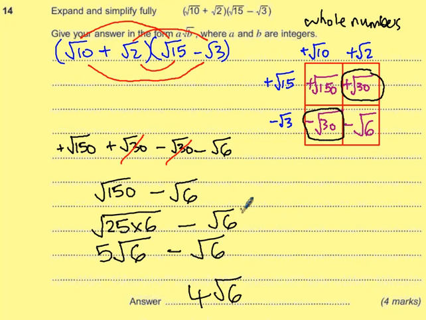And that is written in the form a root b, where actually a is equal to 4 and b is equal to 6. So a equals 4, b equals 6. But our answer that we're asked for is to write 4 square root of 6.